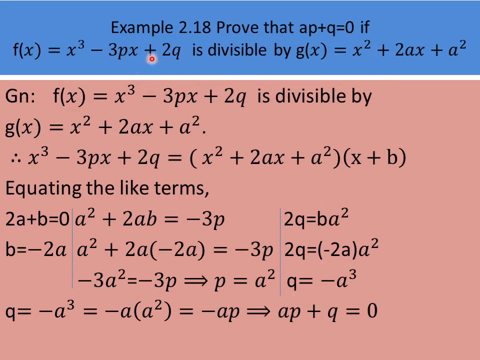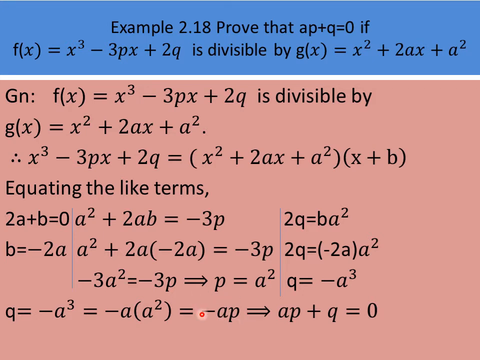And here you want to prove this condition, AP plus Q equal to 0, isn't it? So I am taking Q first. That is this condition I am taking. Q equal to minus A cube we have, isn't it? And this you can write as minus A into A square. Minus A cube can be written as minus A into A square, which is equal to minus A into, instead of A square, what you can write? P we can write. So minus AP. So we have Q equal to minus AP.